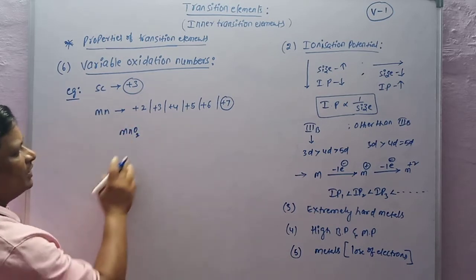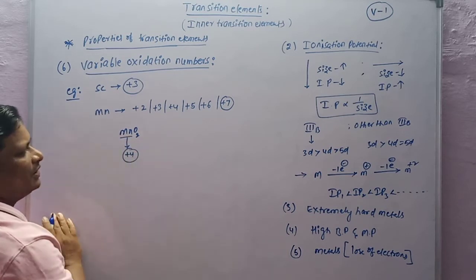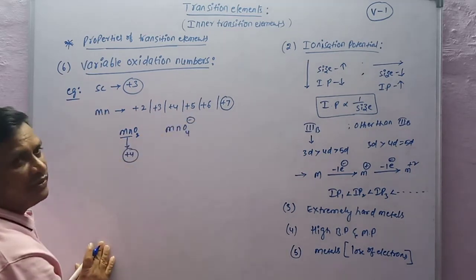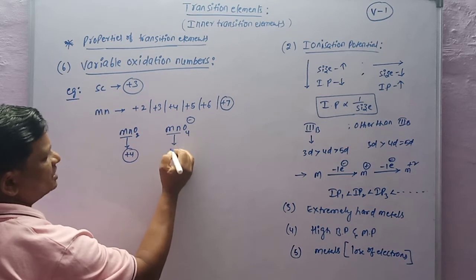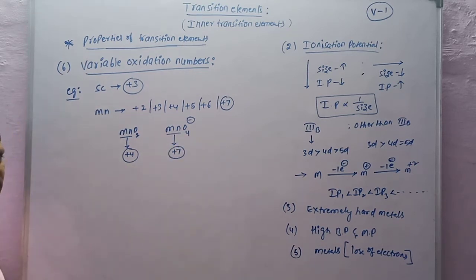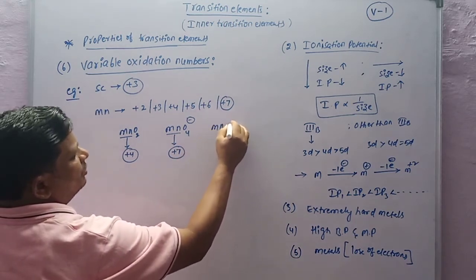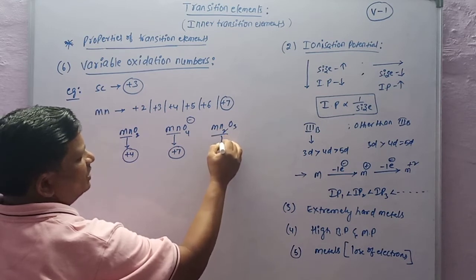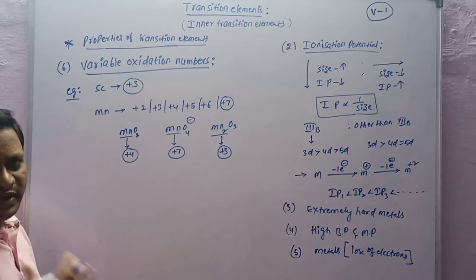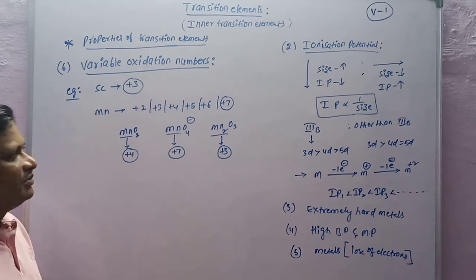For example, in MnO2, the oxidation number of manganese is +4. In MnO4 minus, the oxidation number of manganese is +7. In Mn2O3, the oxidation number of manganese is +3. So when the same element exhibits more than one oxidation number, it is called variable oxidation number.